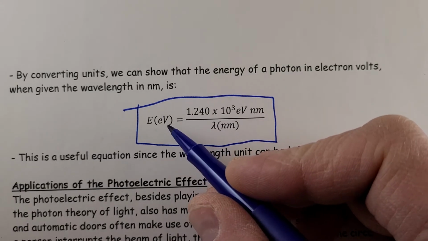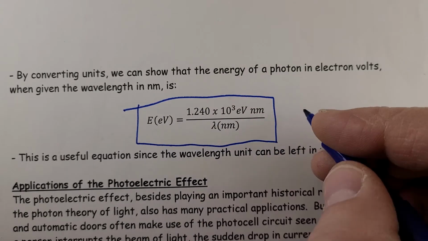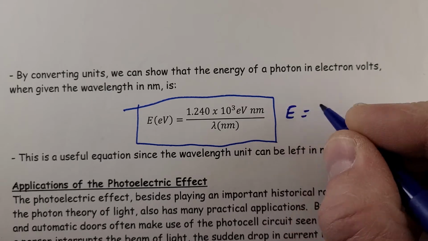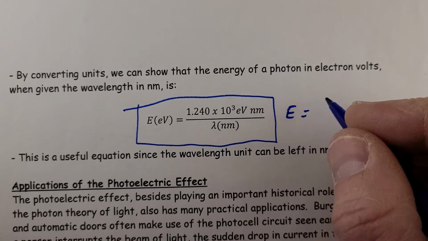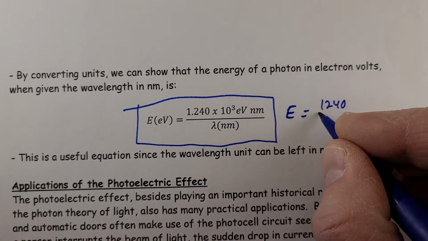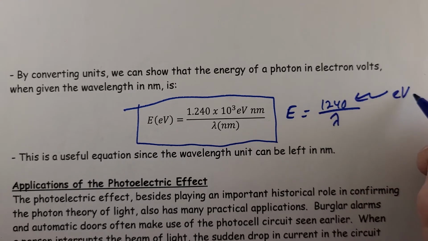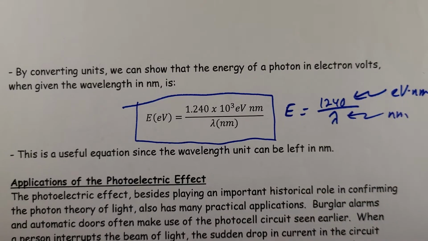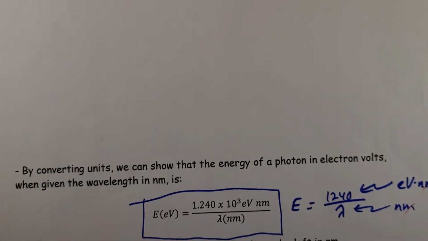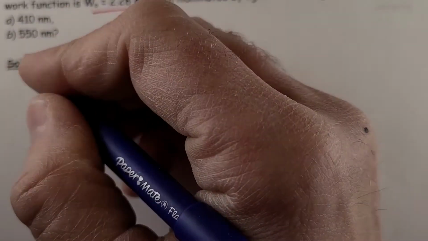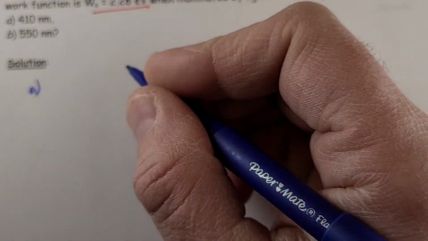So instead of energy in terms of joules, we have energy in terms of electron volts. So E equals 1.24 times 10 to the 3, or just simply 1240, divided by lambda. And of course this is going to be in electron volts multiplied by nanometers, and wavelength is in nanometers. So of course what happens there is that nanometers and nanometers cancel, and we're left with electron volts. So we can just do that directly over here.